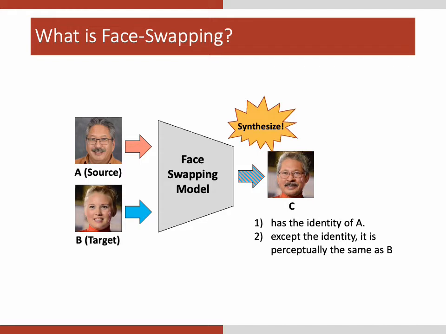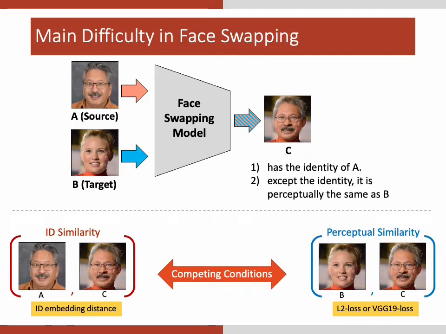First of all, what is face swapping? Given two images A and B, or a source and a target, a face swapping model needs to synthesize the third image C, which has to have the identity of A, and except the identity, it has to be perceptually the same as B. Then, what's the main difficulty here? It is that the two conditions are in a competing situation.